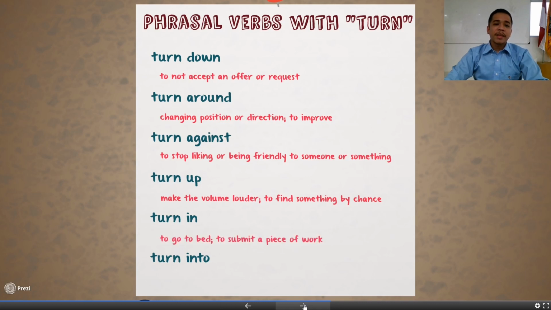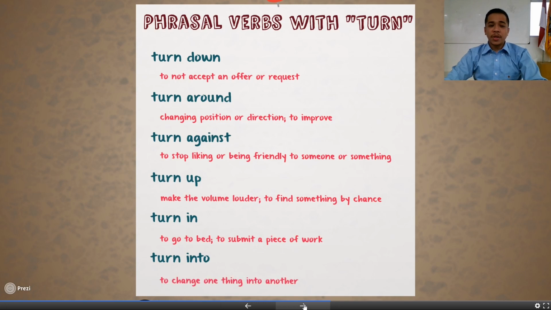Next, turn in. Now, turn in could mean to go to bed. Like, hey, is he still awake? No, I'm afraid he just turned in. Or it could mean to submit a piece of work. Like, when are you going to turn in your assignment?